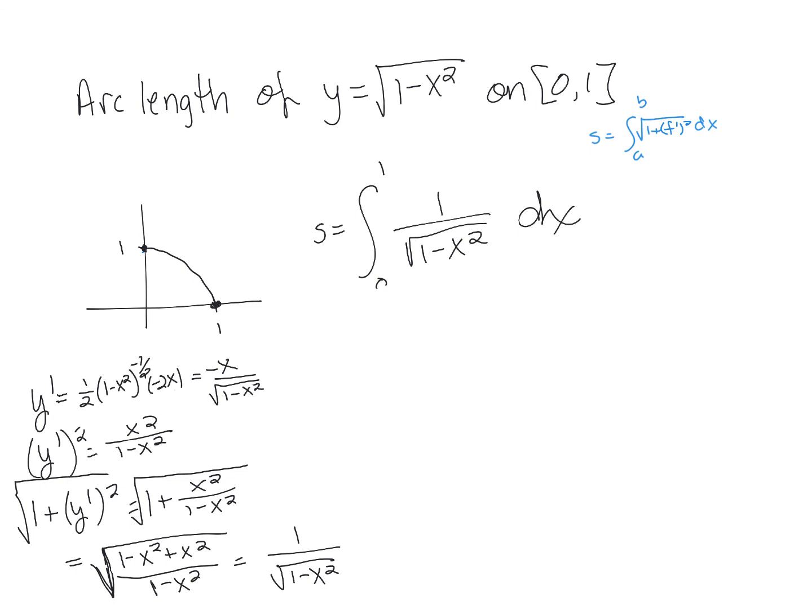Now I have to take the square root of 1 plus that thing, which means I have to get a common denominator. So when I bring this up to the top here, multiplying by 1 minus x squared over itself, I get this, minus x squared plus x squared, boom, I get this thing, and we have this. The arc length is the integral from 0 to 1 of this thing, the square root of 1 plus the derivative squared dx. And when you get to chapter 8, you'll be able to integrate this, but for now we're just setting it up.